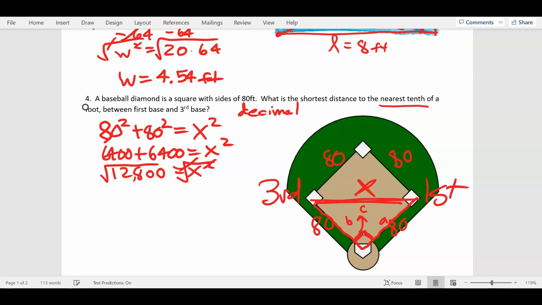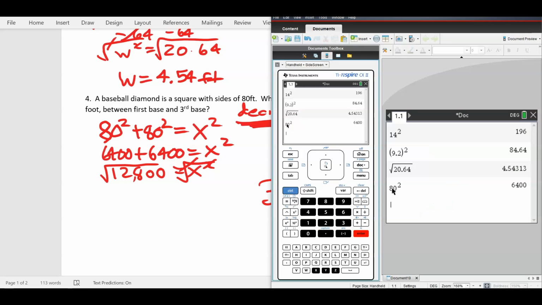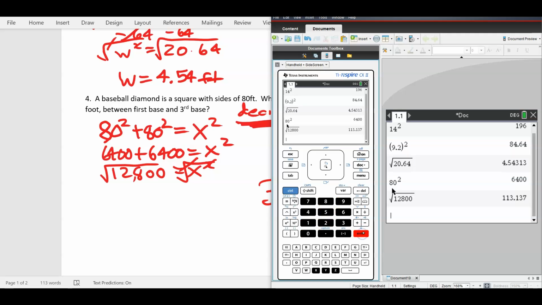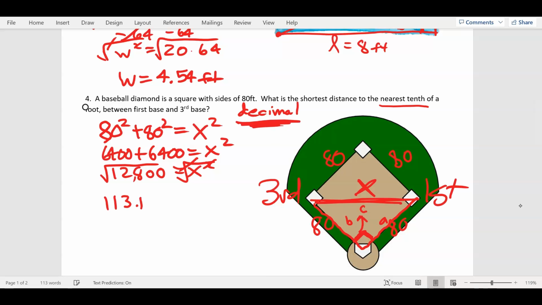Don't do a massive factor tree when it tells you to get a decimal. Do the square root of 12,800. And I get 113.13, and that 7 makes that 3 round up. So 113.14 feet. Okay, again, don't do a massive factor tree if it asks you for the decimal.